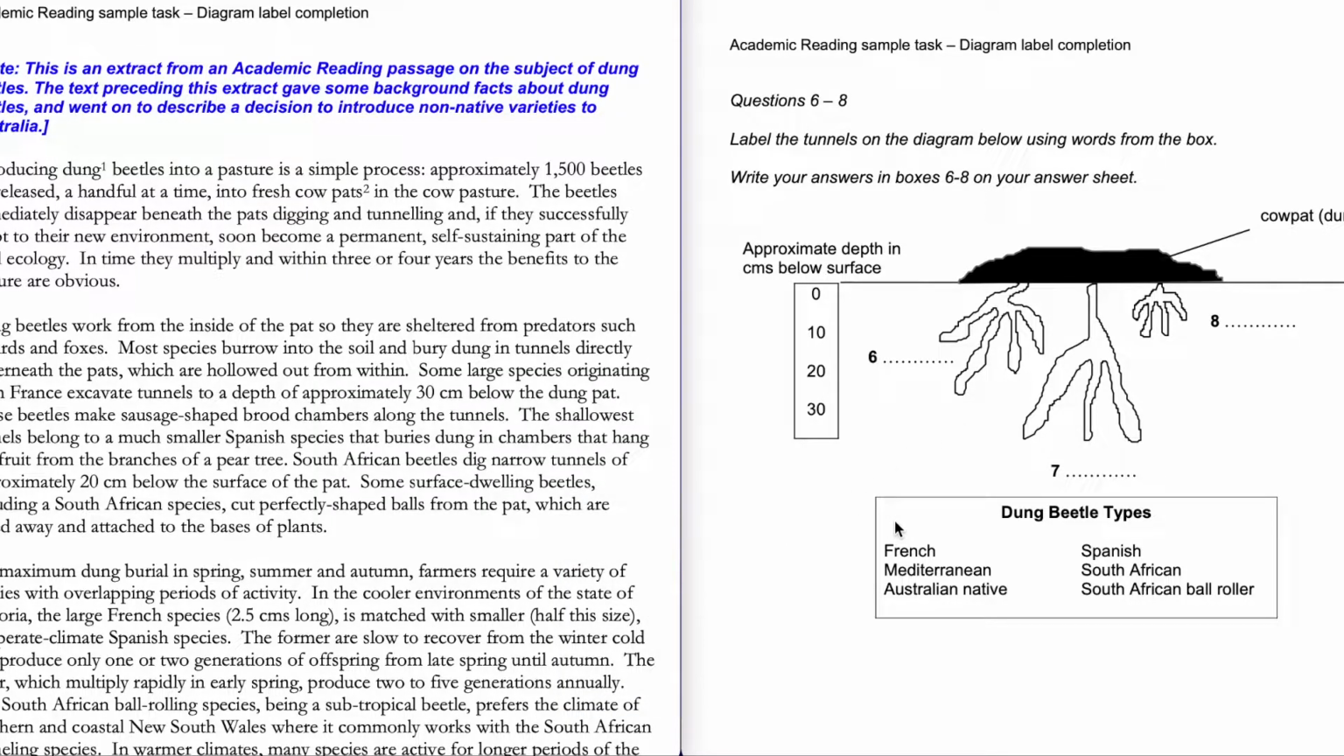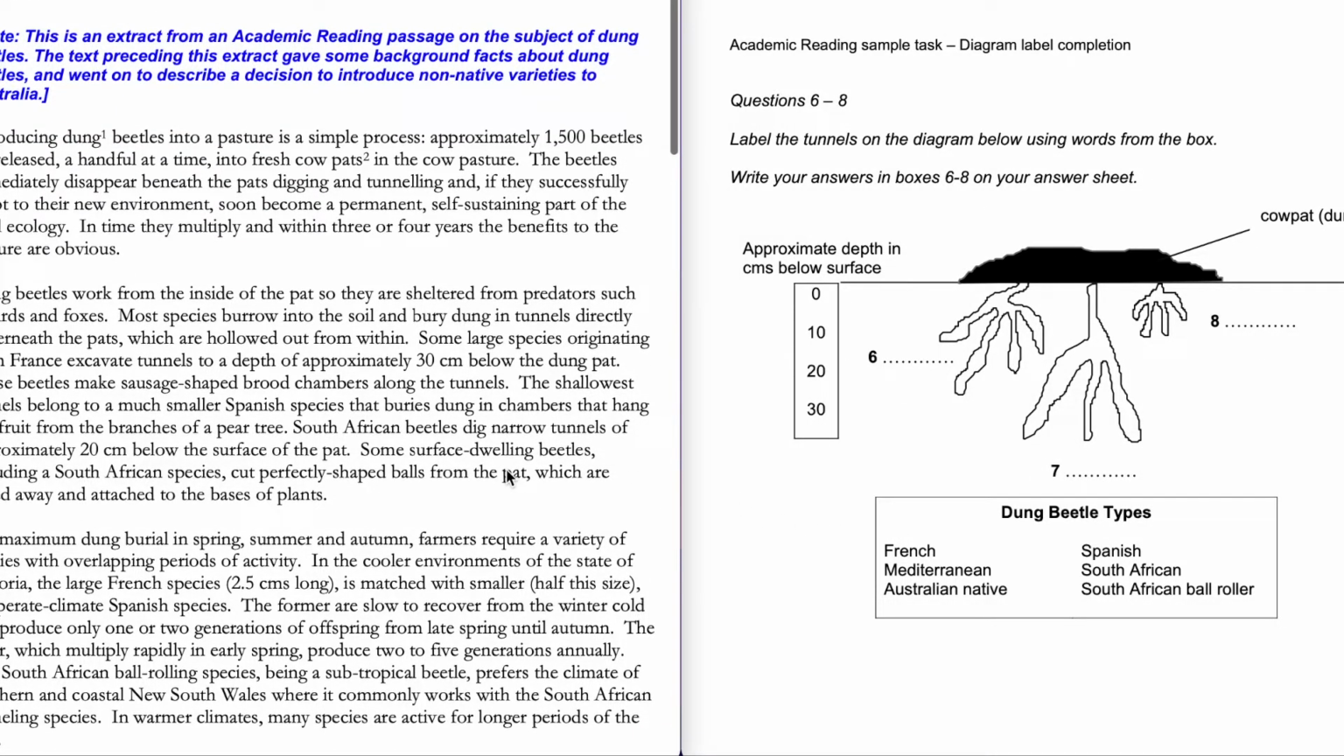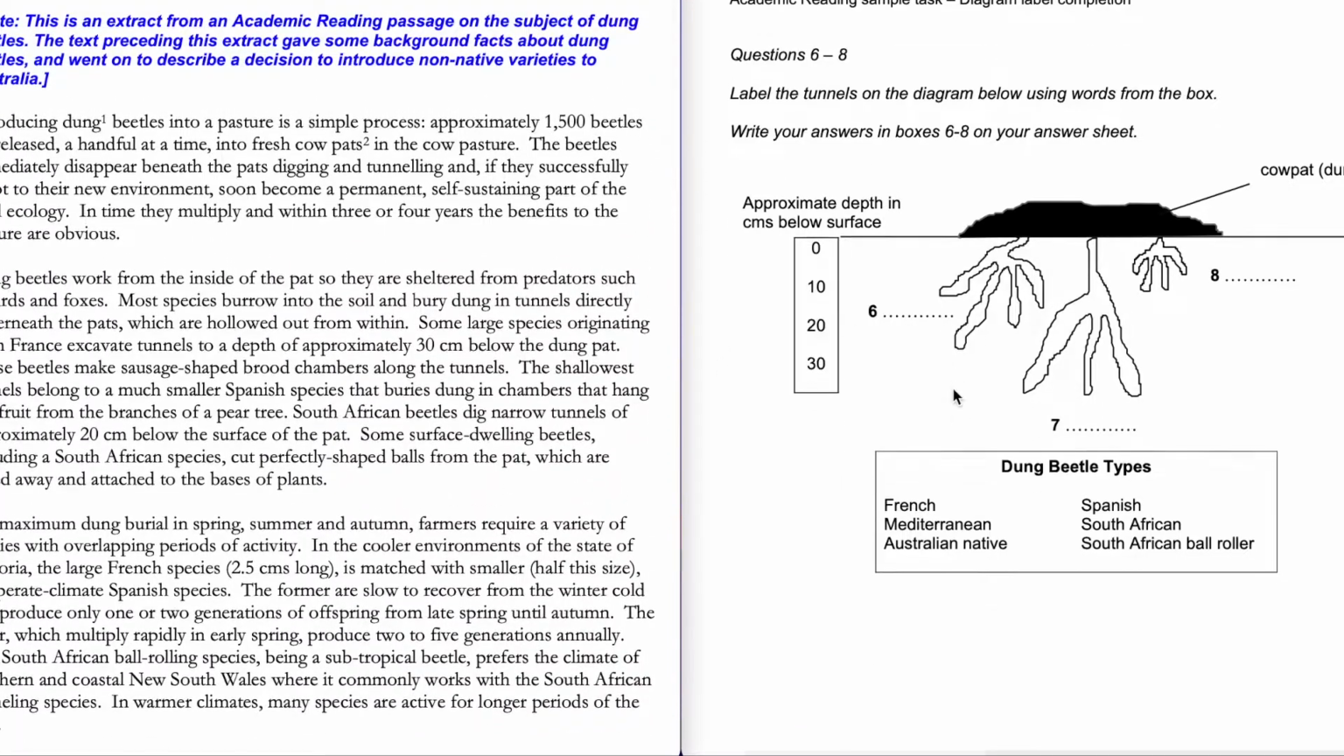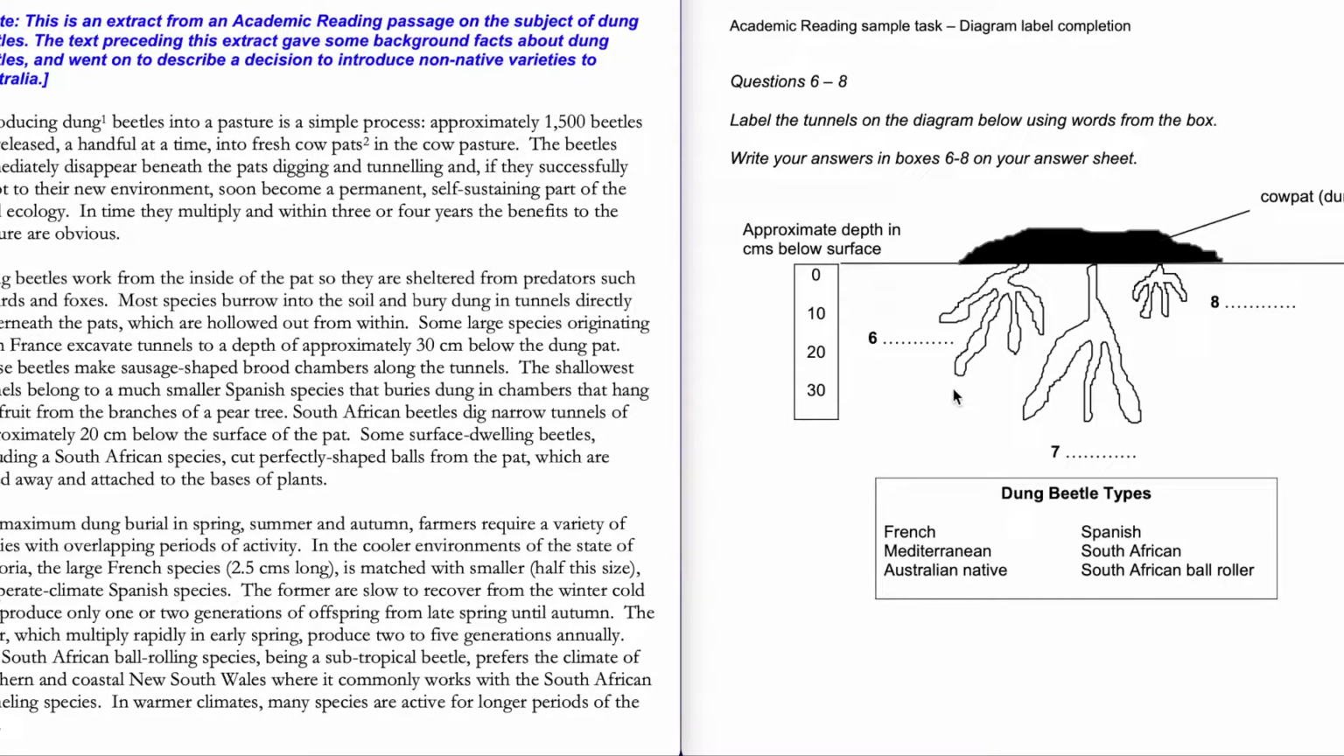Today we're gonna proceed with academic reading task. This is number 2. So on the left hand side we have a text, and on the right hand side we have a task related to this text. This task is unusual, so let's do the task.